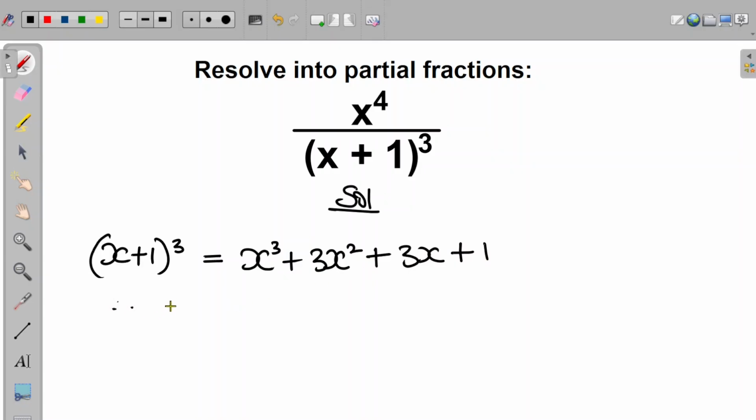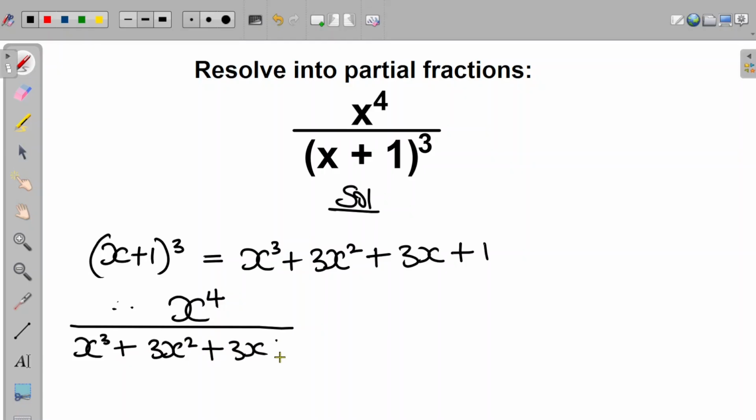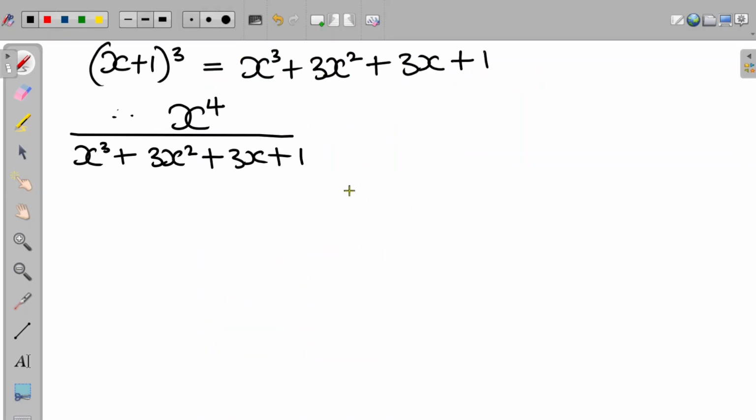So therefore, we have it now that x to the power of 4 is divided by x cubed plus 3x squared plus 3x plus 1. Now, looking at the compound fraction, you will observe that the degree of the numerator is higher than that of the denominator. So therefore, this is an improper fraction. Hence, for us to reduce the numerator, we make use of long division. So using long division, we have that.